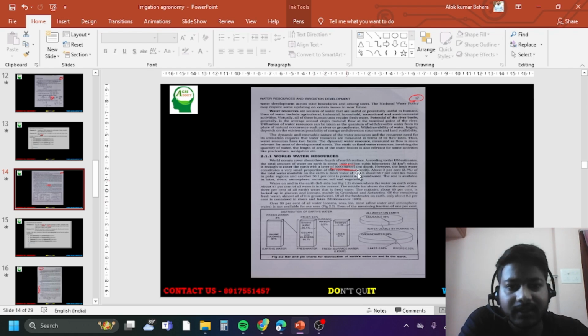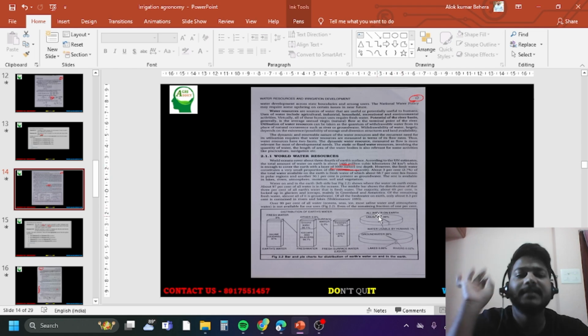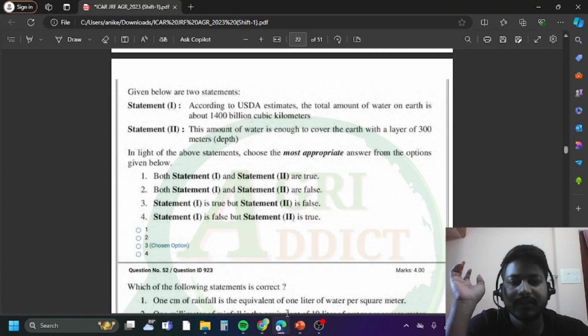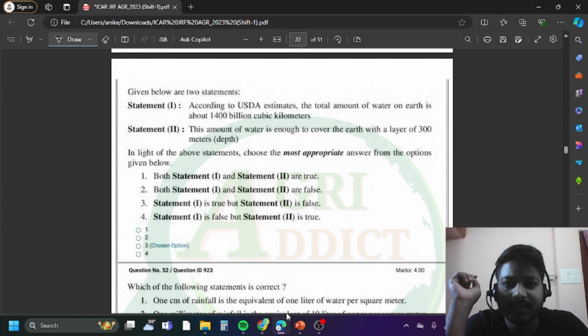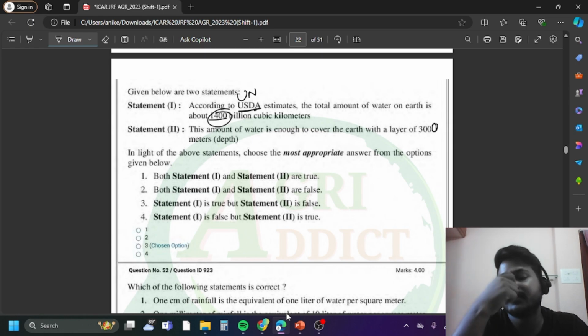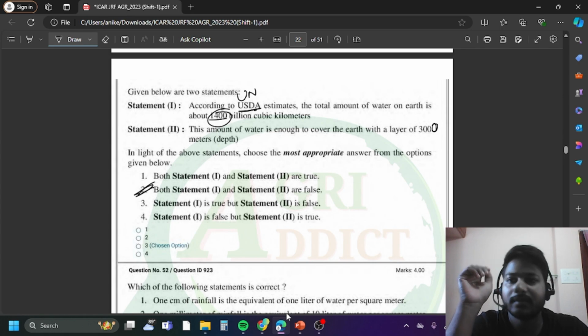Okay, you can see in this, it has given that according to UN estimate, it is not USDA estimate, and it covers 3000 meter. It's not 300 meter, it is 3000 meter. Okay, it's a very small change here. According to the UN estimate, same 1400 billion cubic kilometer, and this amount of water is enough to cover the earth to 3000 meter depth. So very small changes will be the answer. So both the statements are false. Option number 2 is correct. Okay.